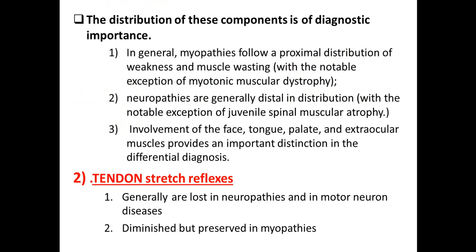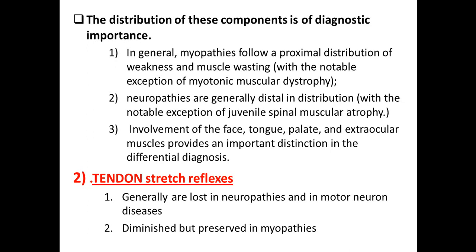So the distribution of weakness is important. We have to remember that generally myopathies follow a proximal distribution of weakness, with muscle wasting, with the exception of myotonic muscular dystrophy, where the muscle is hypertrophied. In neuropathy, generally the weakness is distal in distribution, with the exception of juvenile spinal muscular atrophy. Sometimes there is involvement of the face, tongue, palate, and the extraocular muscles. This is an important clue for the differential diagnosis.